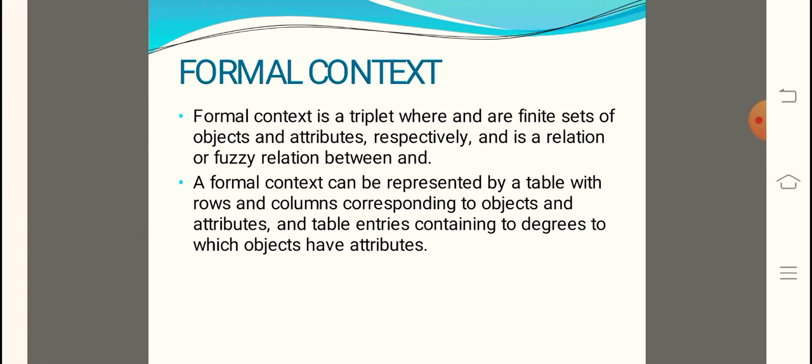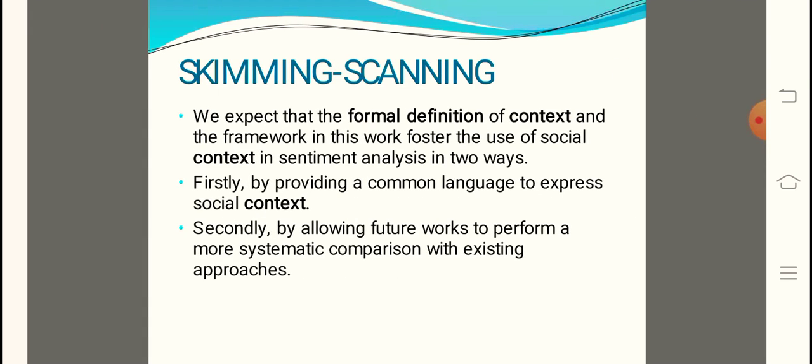Now we are going to see formal context, next to role play. Formal context is a triplet where the first two are finite sets of objects and attributes respectively, and the third is a fuzzy relation between them. A formal context can be represented by a table with rows and columns corresponding to objects and attributes, and table entries containing the degrees to which objects have attributes. Next to formal context, we are going to see about skimming and scanning.